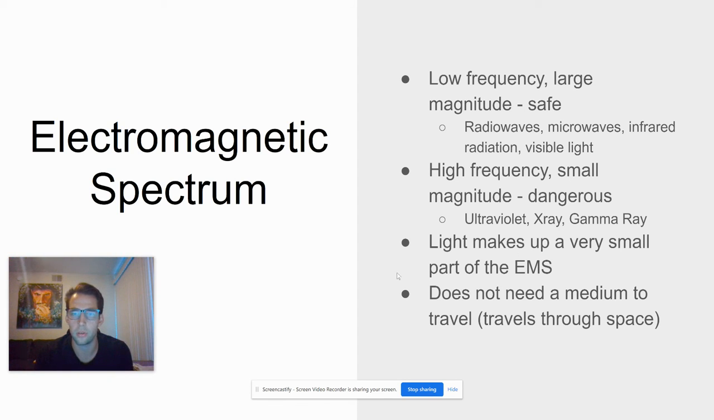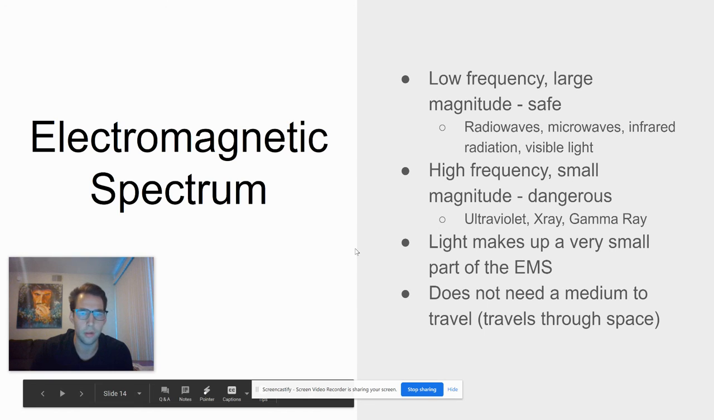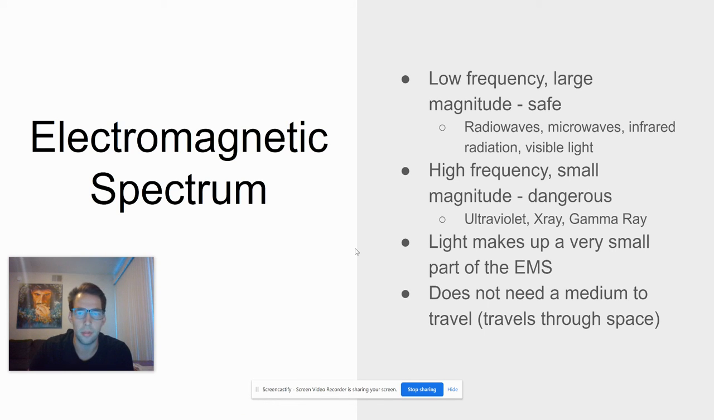Light makes up a very small part of the electromagnetic spectrum, as we talked about earlier, and does not need a medium to travel through. Again, it can travel through space. That's how we get all this light from the sun, because it's able to travel through space between the sun and hit the earth.